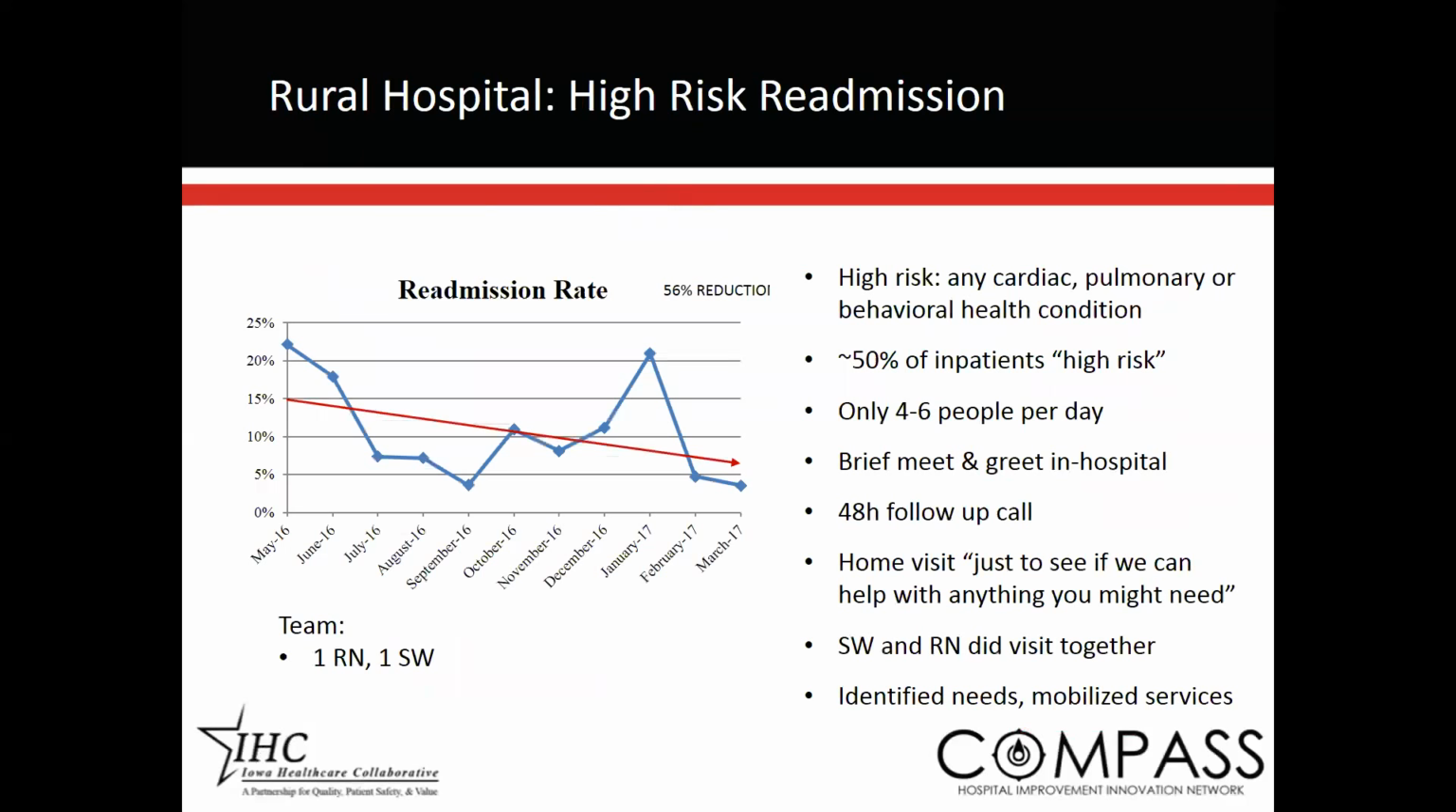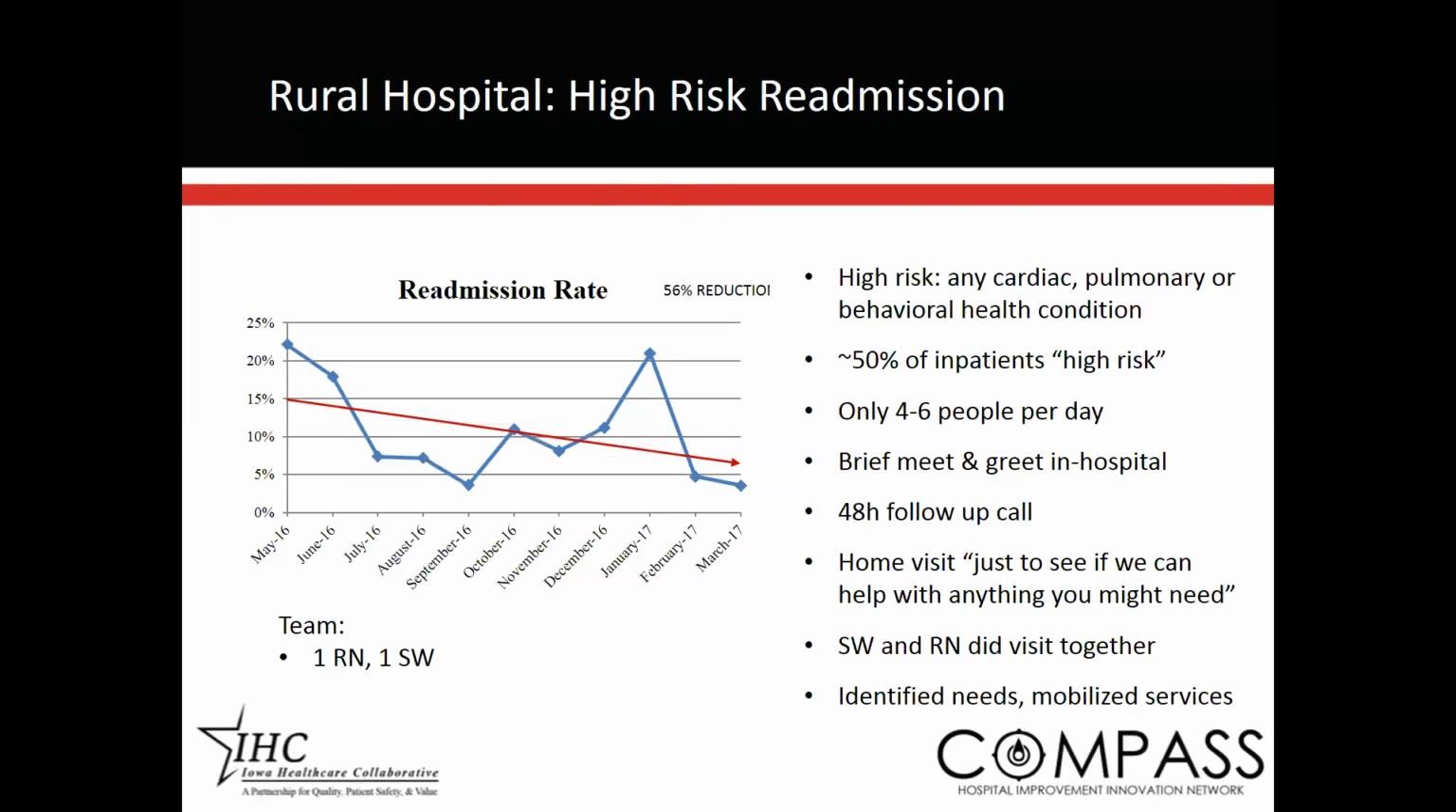A similar small size hospital had a 2-person team. And what I love, they have about an inpatient census of 20 per day, something like that. And what they did was they said, hey, any cardiac, pulmonary, or behavioral health, so they cast a very wide net, any cardiac, pulmonary, or behavioral health patient, we consider at high risk of readmission. They did limit their service area to like a 30 or 45-minute drive zone. And they identified 4 to 6 people per day as high risk of readmission in their hospital, which was, again, like a third of everyone in the hospital.